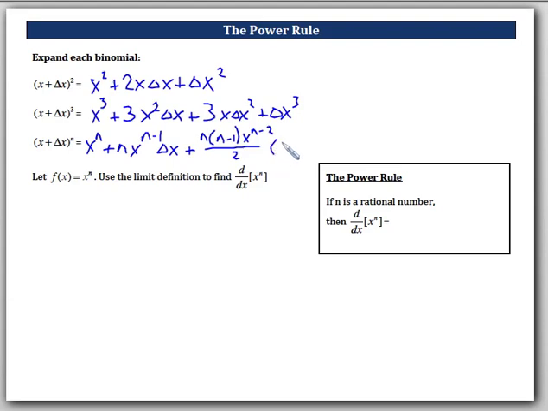And this is going to be multiplied by delta x squared plus. And we're going to keep continuing in this pattern. So we're going to just do dot, dot, dot. And finally, at the end, we're going to have delta x to the nth power. Okay? So don't worry too much about how we came up with this, but we are going to use it now to find the derivative of x to the nth power using the limit definition. So let's go ahead and write out the limit definition here.